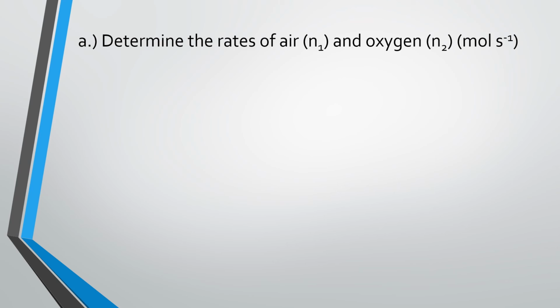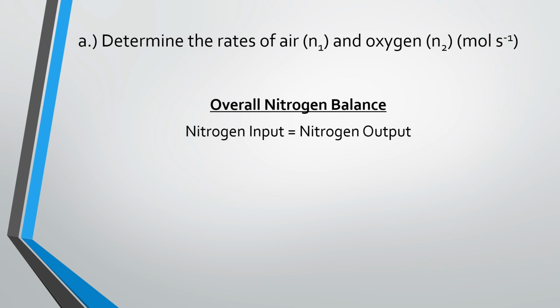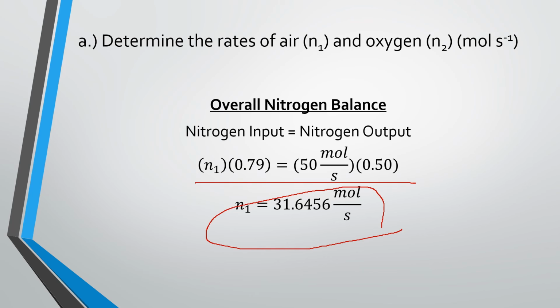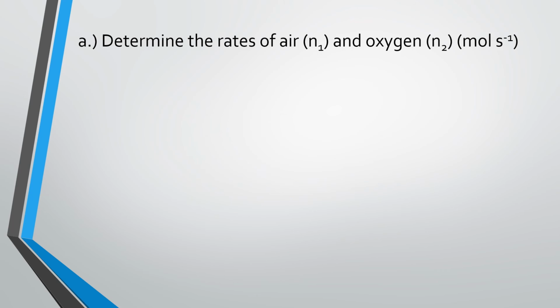The first step is to conduct an overall nitrogen balance. Doing a nitrogen balance means that the input nitrogen is equal to the output nitrogen. Using the given values from the problem gives us this equation. Solving this equation in terms of N1 results in this flow rate. Thus, the air flow rate N1 is equal to 31.6456 mole per second.